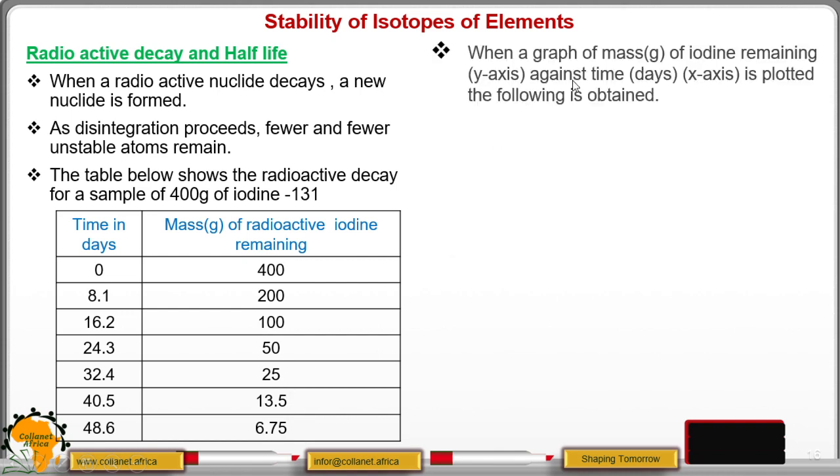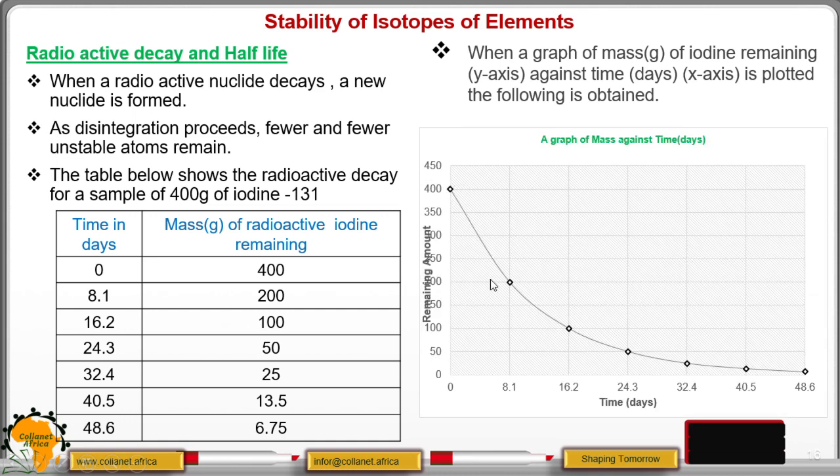Then we can plot a graph of mass of iodine remaining, that is on the y-axis, against time on the x-axis. And when we plot, we have this kind of graph. We have the mass that is remaining on the y-axis, and the time in days on the x-axis. I'm sure you know how to plot, but we can just see that at 0 days, the mass is at 400. That is what we have as our point here.